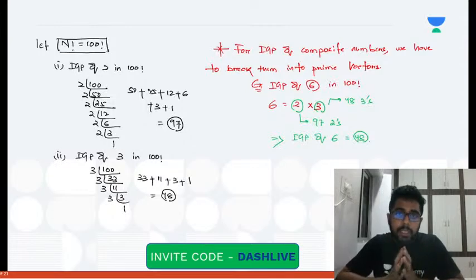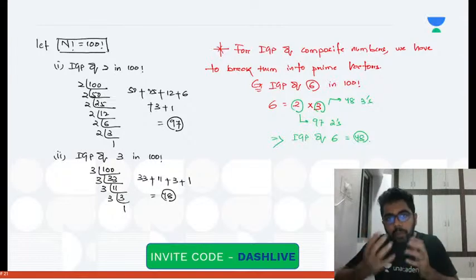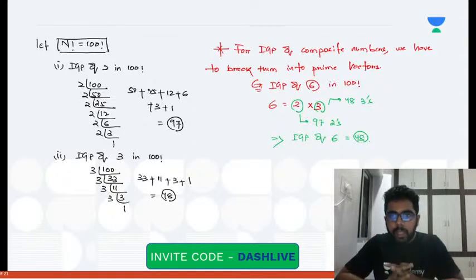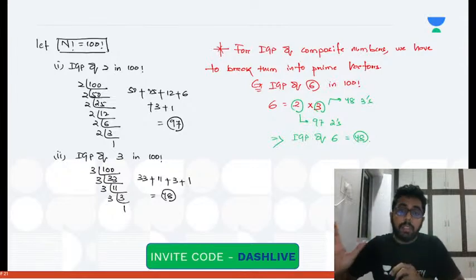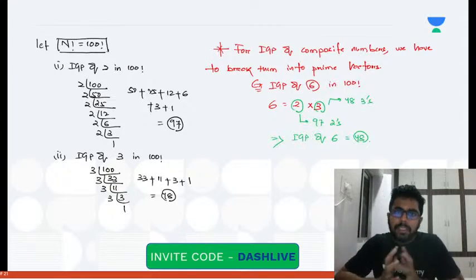So for example, when I say IGP of 6, you don't look at the number 6 as 6, you look at it as a 2 and a 3. How else will you get a 6? To get a 6, I need to multiply a 2 and a 3. That means if I take one 2 and one 3, I can get one 6. Now if I look at this in 100 factorial, I have 97 2's and I have 48 3's. So how many 6's can I make?